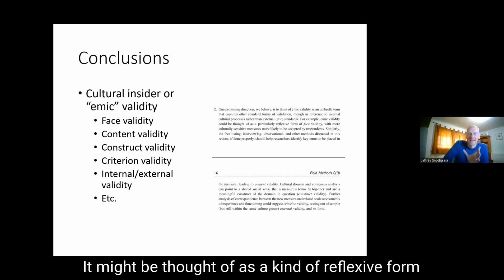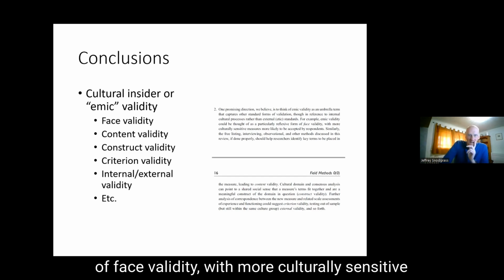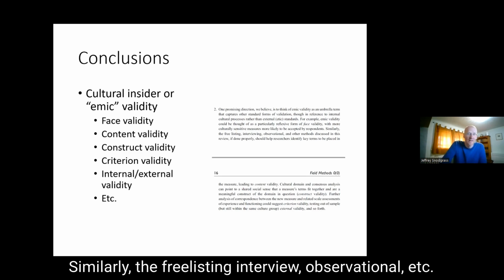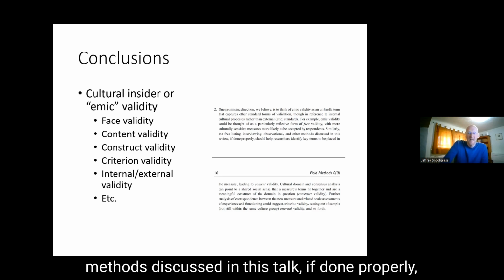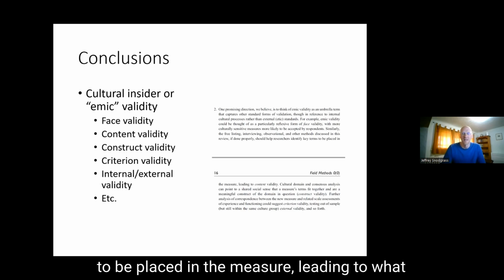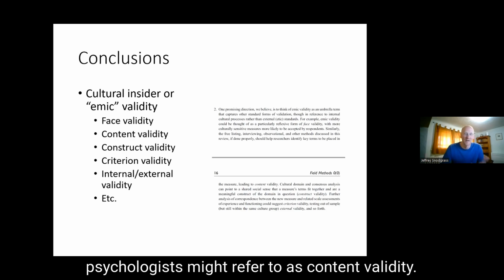It might be thought of as a kind of reflexive form of face validity, with more culturally sensitive measures more likely to be accepted by respondents. Similarly, the free listing, interview, observational, etc. methods discussed in this talk, if done properly, should help researchers identify key terms to be placed in the measure, leading to what psychologists might refer to as content validity.